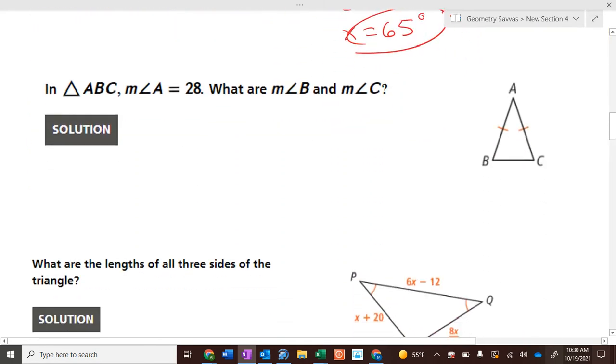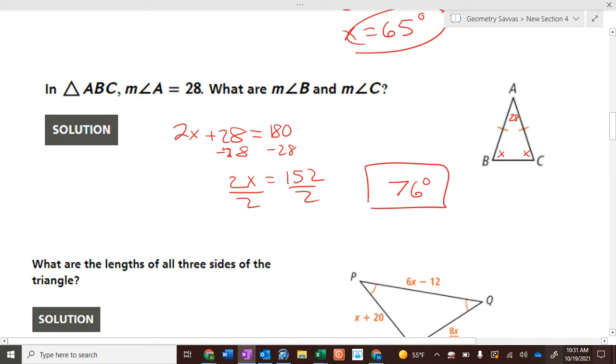Okay? If angle A is 28 degrees, how big are angles B and C? Well, we make them each x. What do we write down for an equation? 2x plus 28 equals 180, which is fine. If we subtract 28, 2x equals 152, divide by 2, 76 degrees. That's what each of those missing angles is.